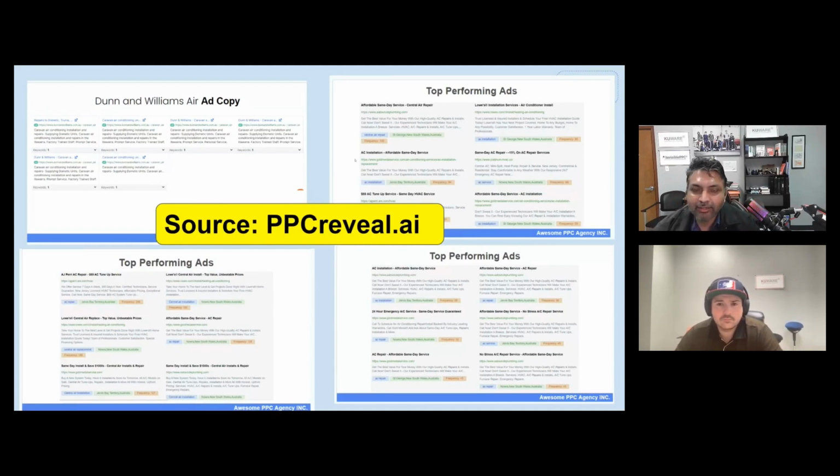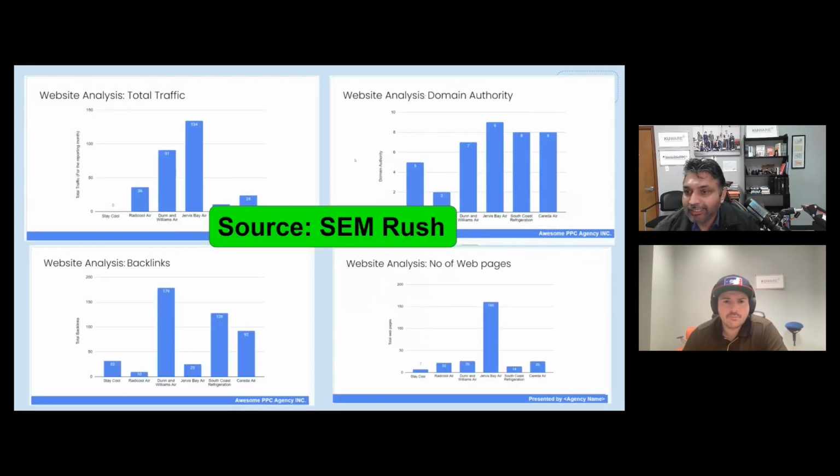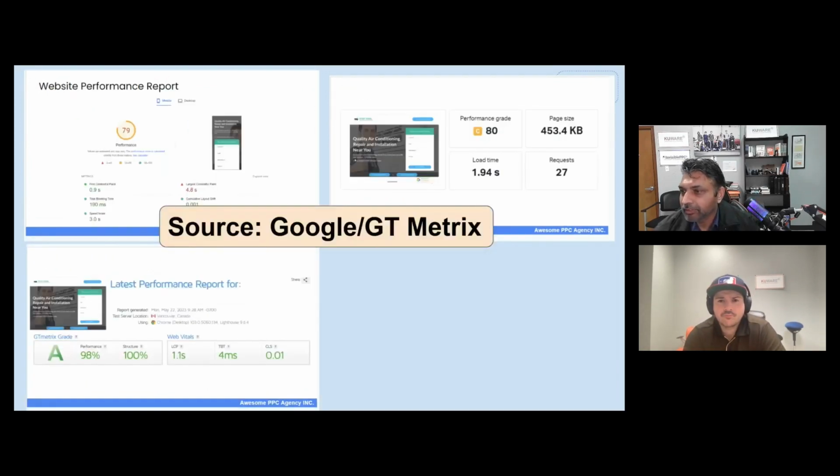Yeah, at least on my screen, I can read these ones. So I don't know if you guys can also. But yeah, this is the one which Justin was taking you through, those ads and top performing ads. That came from PPC Reveal as well. This data came from SEMrush, the domain authority one, and the speed performance data came from Google and GTmetrix. Google one is free. GTmetrix they have a free version also, but there is a paid version as well with API. So that kind of gives you a sense.